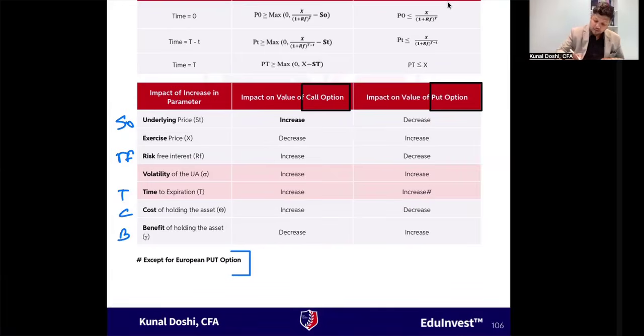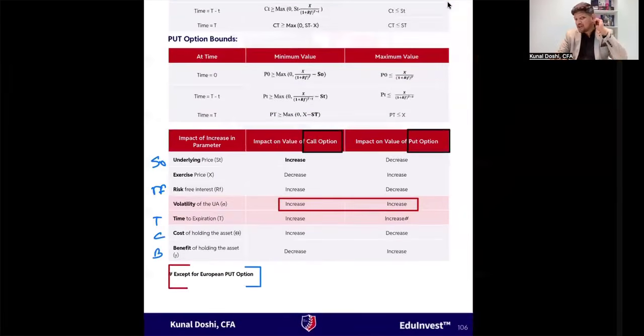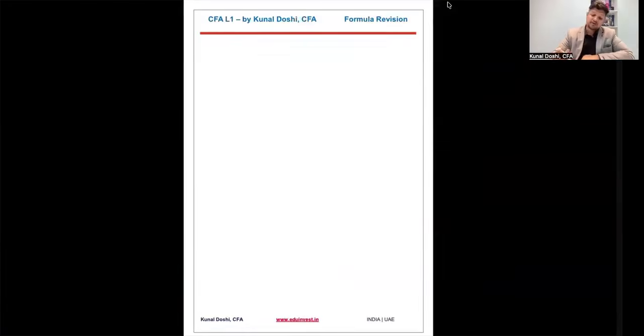Volatility is a friend of option. So higher the volatility, higher is the chance that the option will expire in the money, call and put both. Time, remember, time is also a friend of option. Time actually depletes, so higher time is better, except for one option. Which option? European put option. For that, time is a bad sign. Why? Because for a European put option, the longer the time, the more you have to wait. Everyone with me?